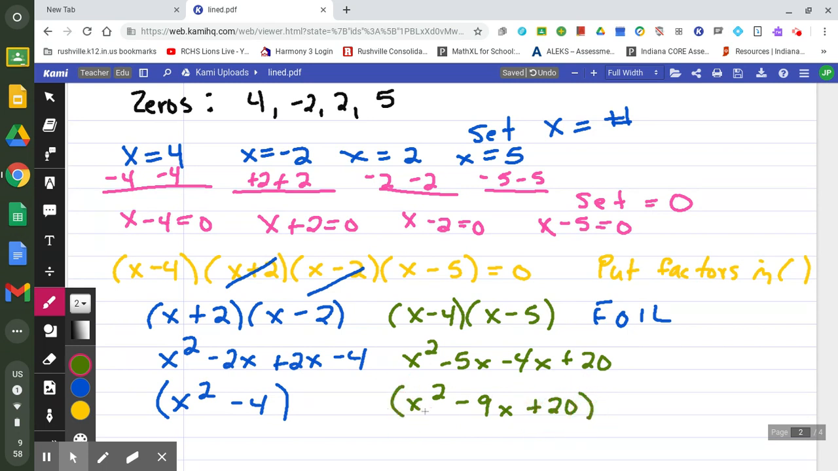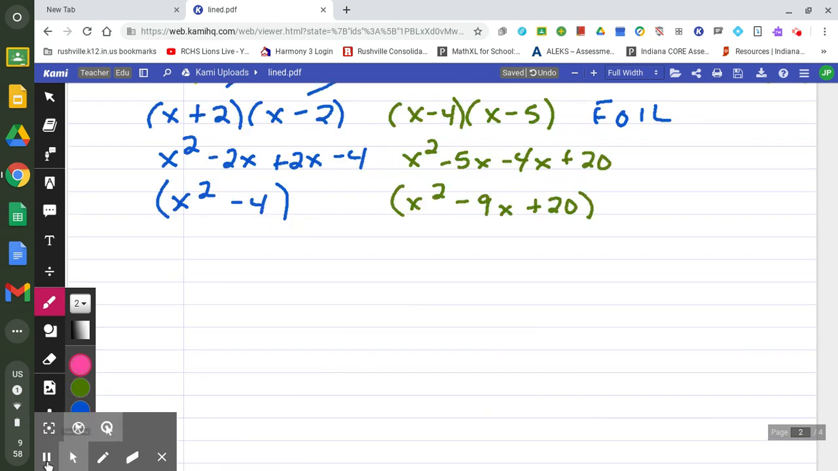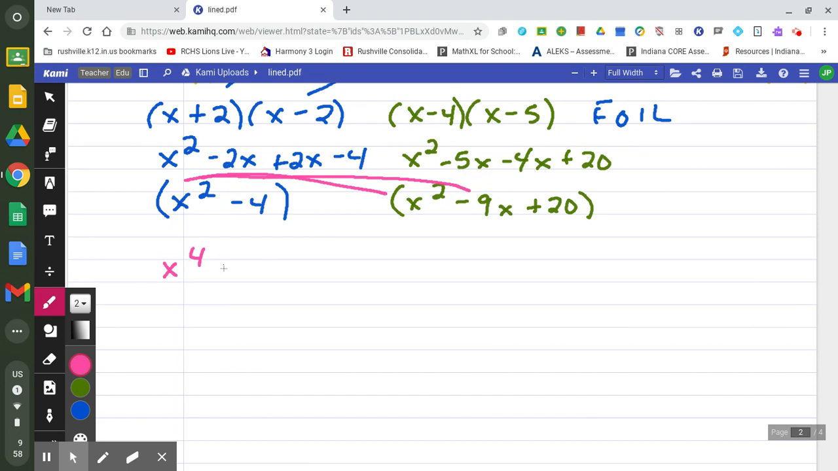And so what I have left to do then is to multiply the blue parentheses times the green parentheses. So I now have x squared times x squared, x to the 4th. Then I have x squared times negative 9x, so that's going to give me negative 9x to the 3rd. Then I have x squared times 20, so plus 20x squared.